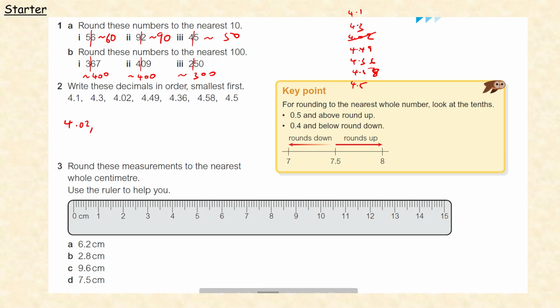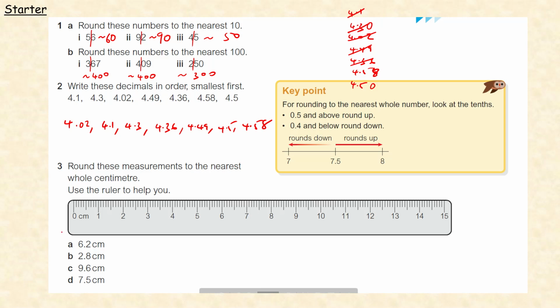Then keep looking at that same column. The next one we've got is 4.1. Then we've got 4.3 and 4.36. Now that's going to be 4.30, smaller than 4.36. So we take that one, 4.3. And then we've got our 4.36, 4.49, and then we've got 4.5, but this is 4.50, so that's the next one, and then 4.58.